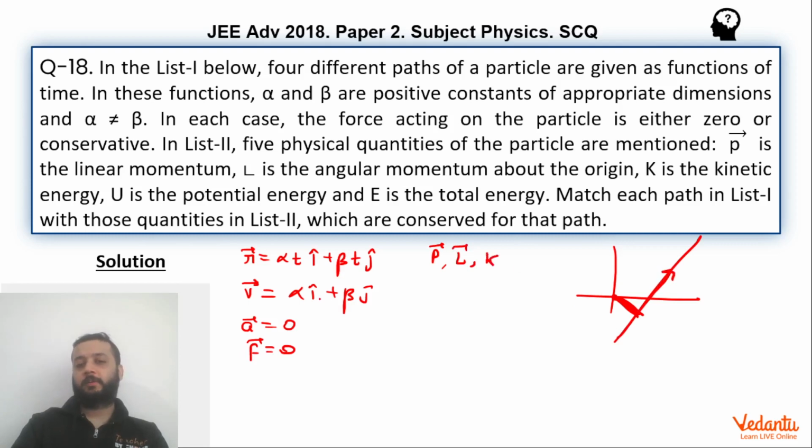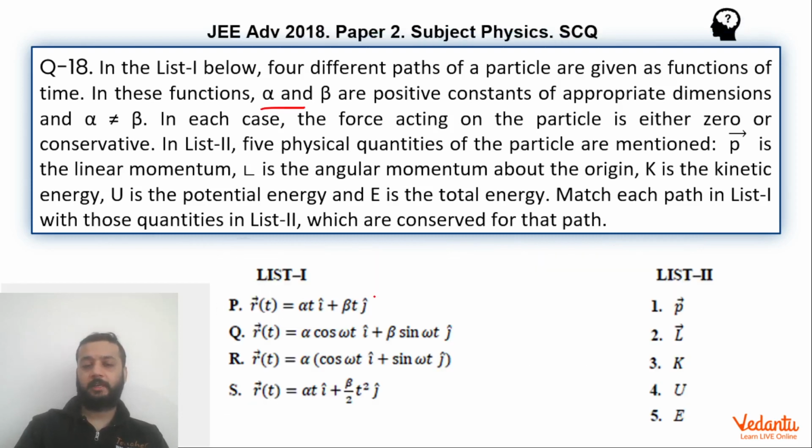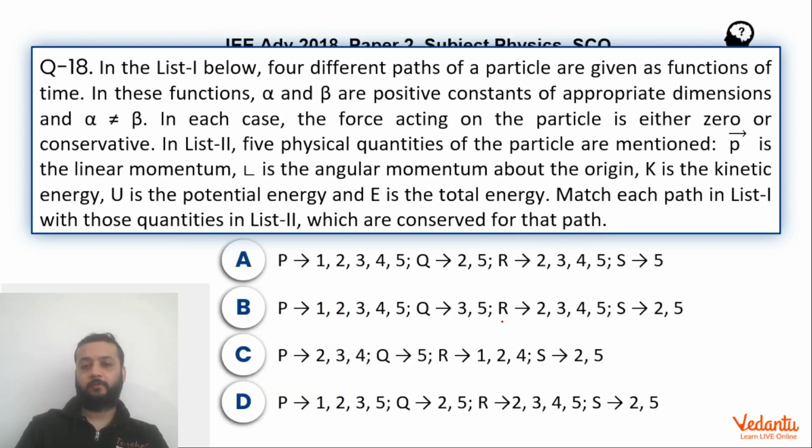Kinetic energy is constant because speed is constant. Total energy is constant because there is no force, hence there cannot be any change in the total energy. So we can say that potential energy will also be constant and total energy is constant. So basically we can say that for the first entry P, all of them will be right: 1, 2, 3, 4, 5. Okay, so P will go with 1, 2, 3, 4, 5.